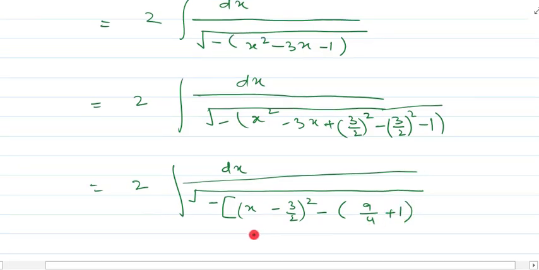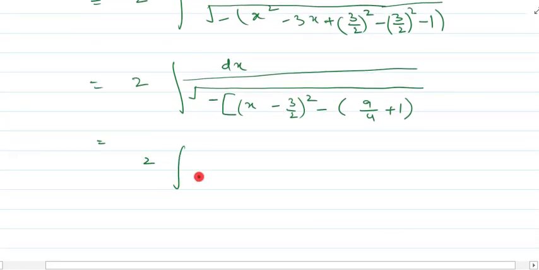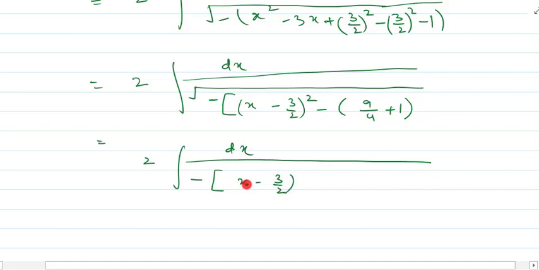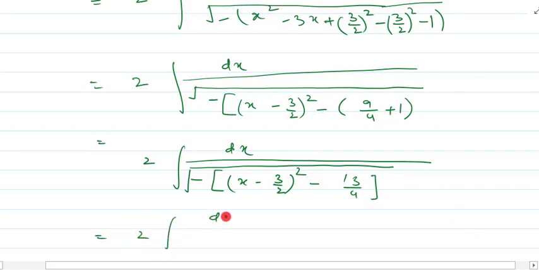So clearly this is equal to 2 into integration of dx upon minus (x minus 3 upon 2) whole square and minus 13 upon 4. Now taking this negative sign again inside this bracket, what will happen? It will be written as 2 into dx upon square root of 13 upon 4 minus (x minus 3 upon 2) whole square.